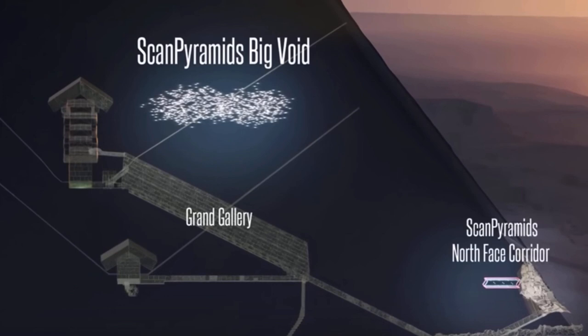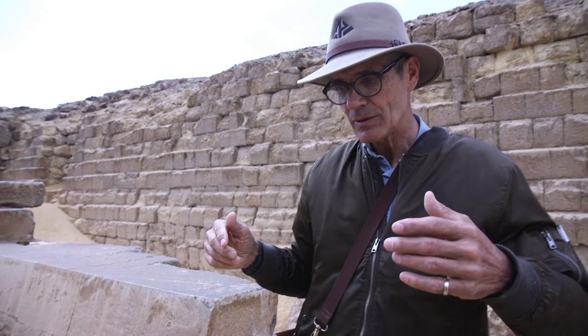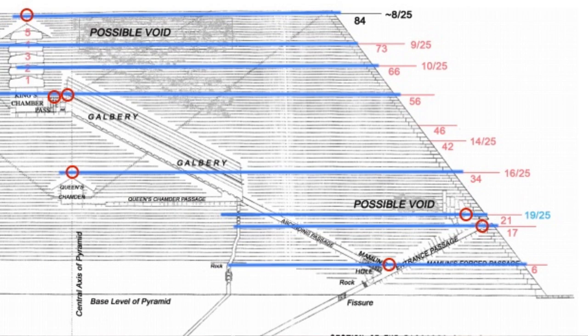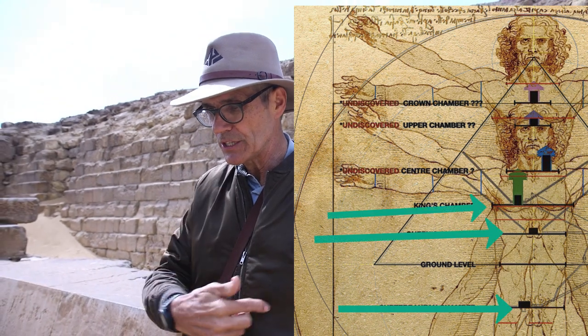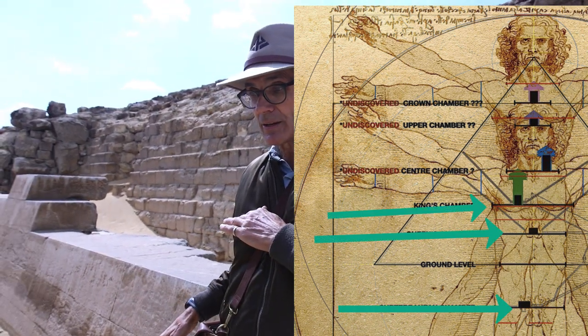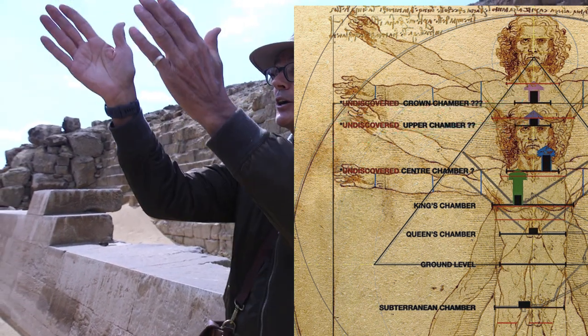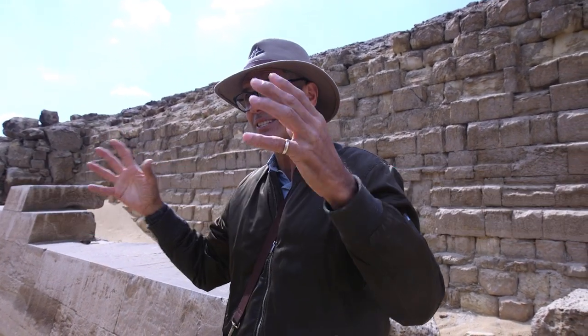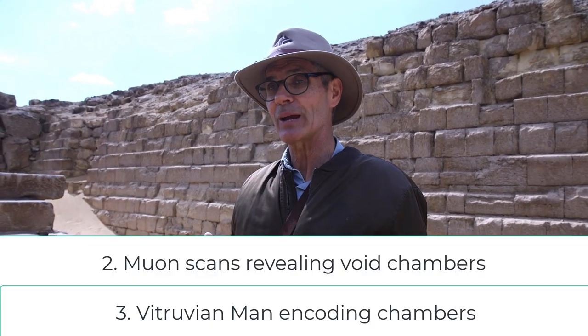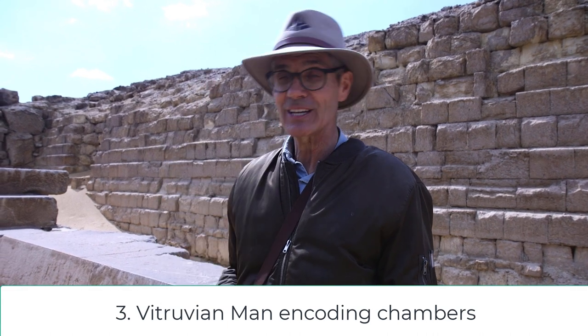So we have two completely different kinds of clues. Modern muon technology, which is basically radiation collecting, very new, very modern, cutting edge. And then Hemiunu's design of 25ths, which reveals these different layers. The same way with the Vitruvian man, a symbol of man in relationship to the earth, where Da Vinci puts horizontal lines that match the chambers. They also indicate that there are some hidden chambers. So an architect, Hemiunu, encoding a chamber, muon scans encoding a chamber, Da Vinci encoding a chamber. People, there are still some chambers above the king's chamber to be discovered.